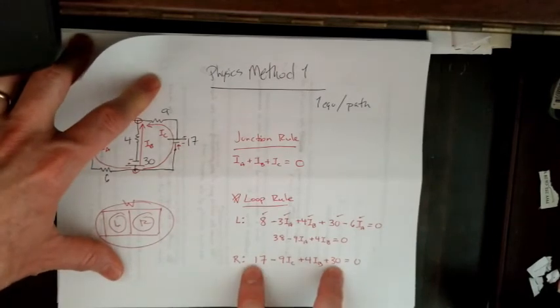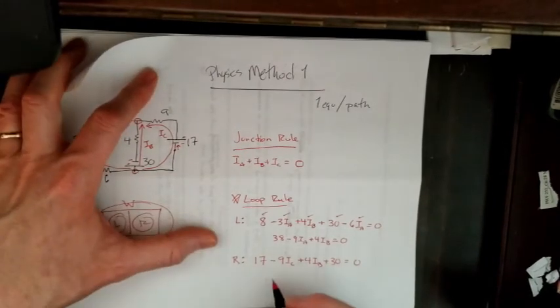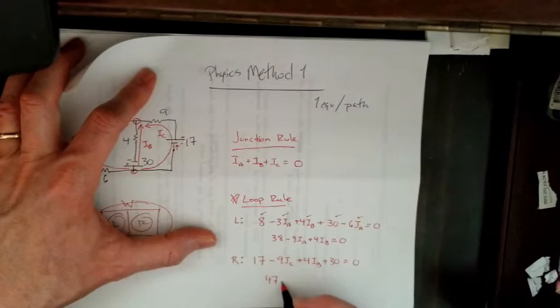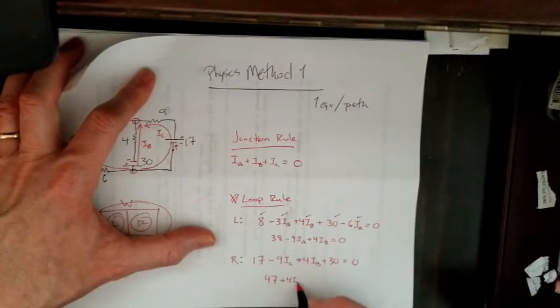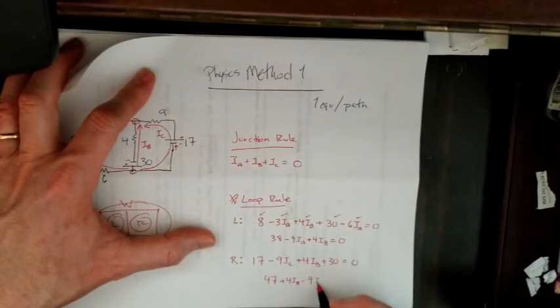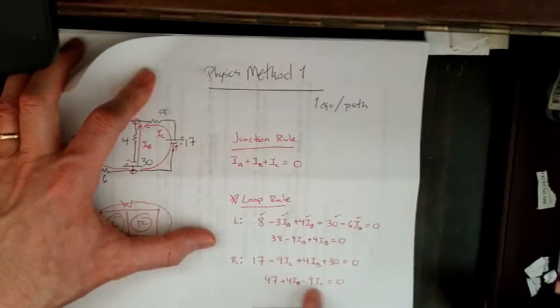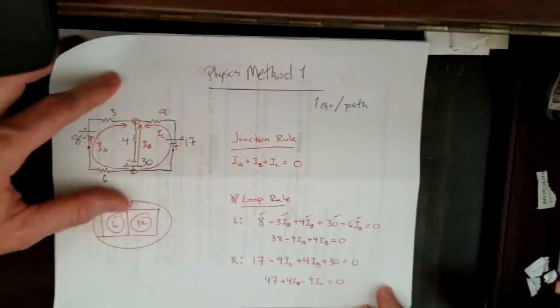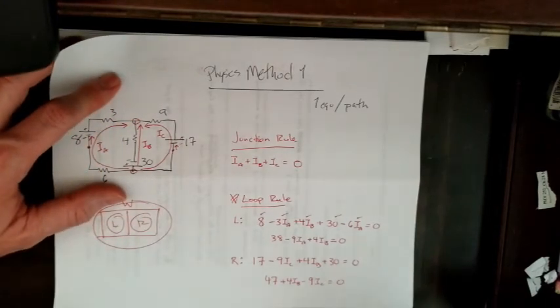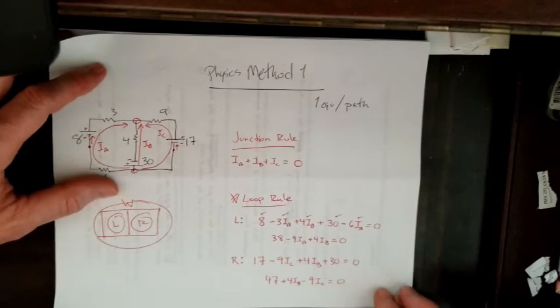The only thing I can combine here are my constants, so I have 47 plus 4IB minus 9IC is equal to 0. Why did I reverse the order here? Because alphabetically B comes before C. It's not necessary, just, again, another remnant of childhood trauma.